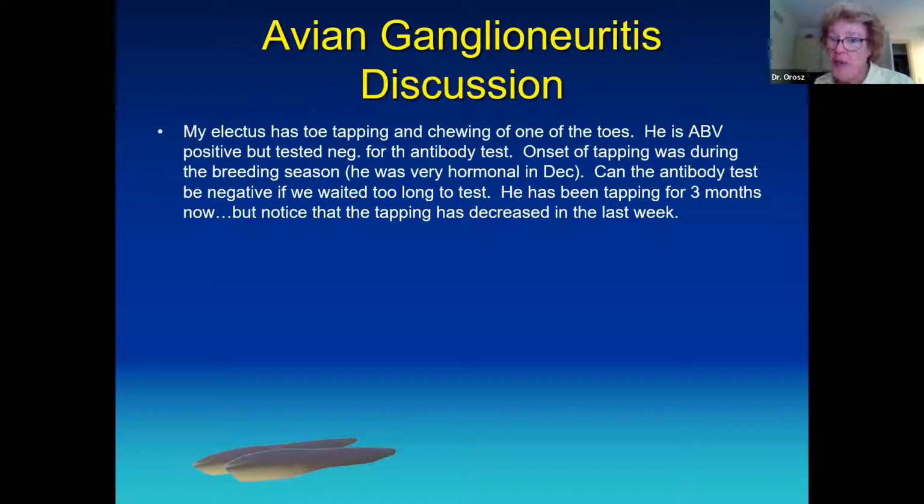But see, I would say, because if he's ABV positive, this could potentially still be contributing to why he's toe tapping. I would have said that. You don't, but I would have said that. Yeah, but they need to run the antibody assay. Okay, I would repeat that.